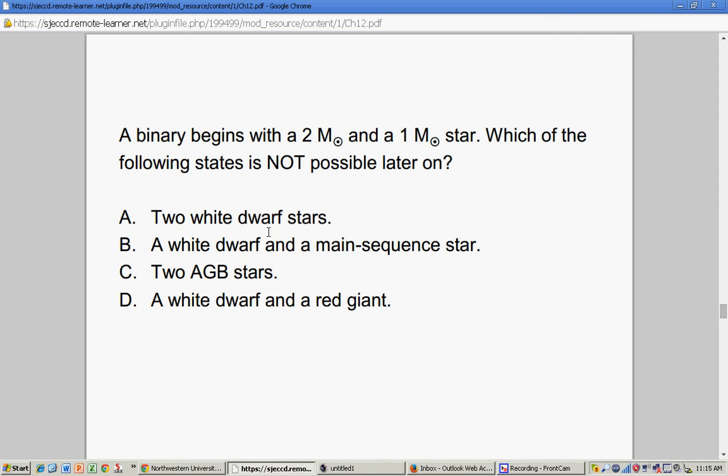A binary begins with a 2 solar mass and a 1 solar mass star. Which of the following stages is not possible later on? Choose A, B, C, or D. Choose well.